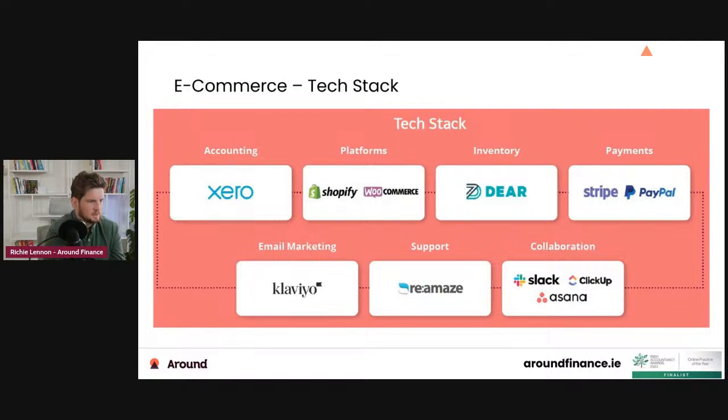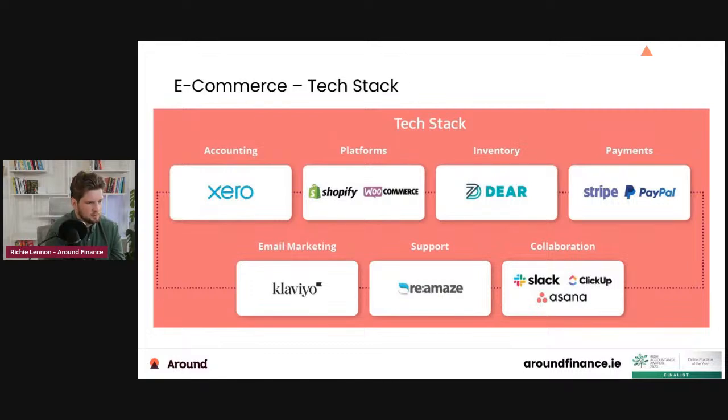And again, what plugs into what? Well, Shopify will plug into Deer, but if you're not using Deer, Shopify will also plug into Xero, which means your sales get pulled down. Shopify will then plug into Stripe and PayPal. It'll plug into all your banks like AIB, Bank of Ireland, Wise, Revolut, wherever it might be.